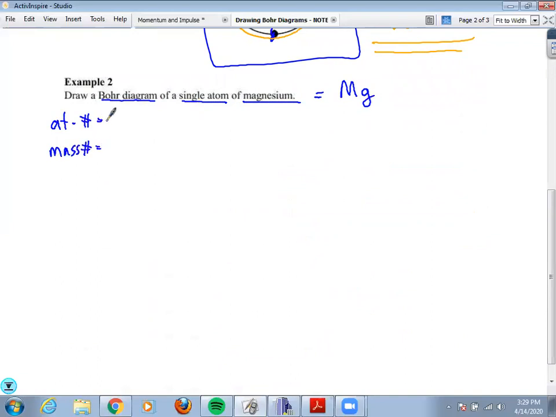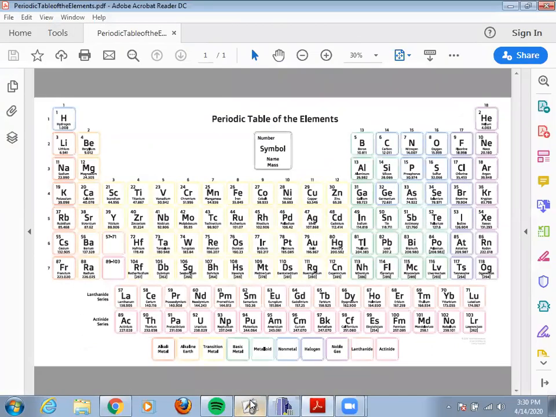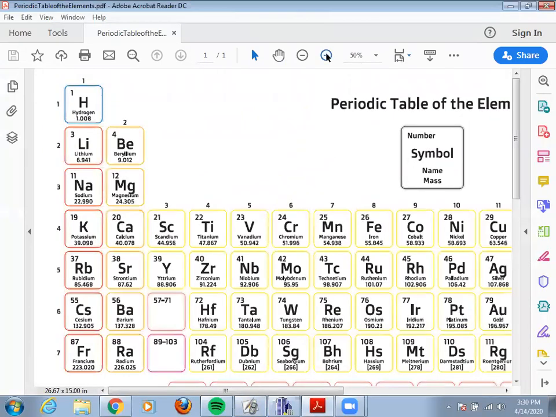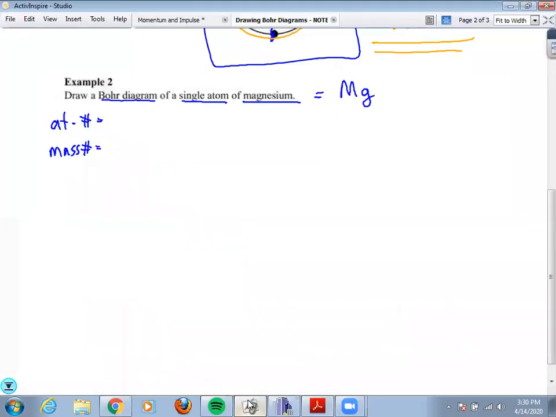So we go to our periodic table and find Mg, which is element number 12. Please zoom in here. Take a look. There it is. Element number 12, and its atomic mass number is 24.305. So we would round that to 24. So atomic number 12, mass number 24.